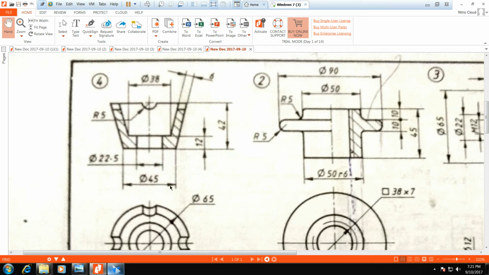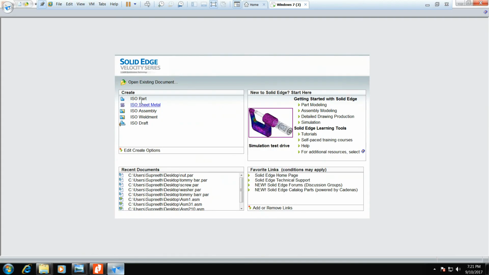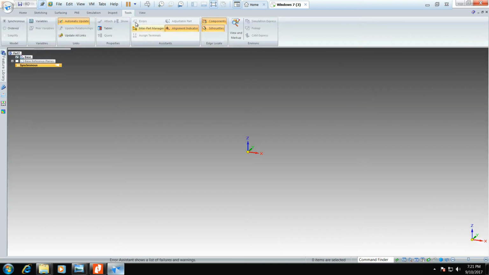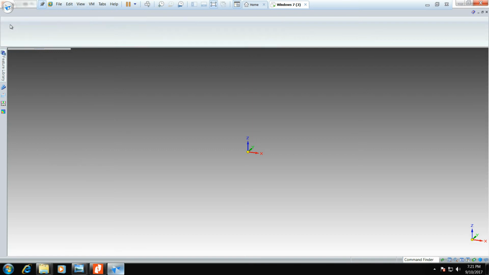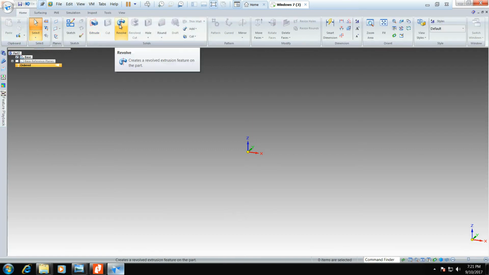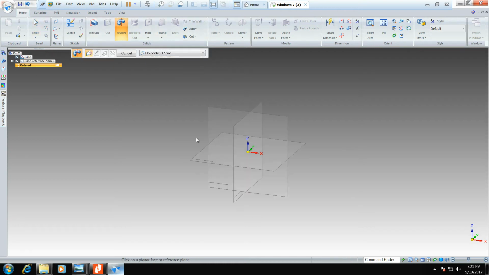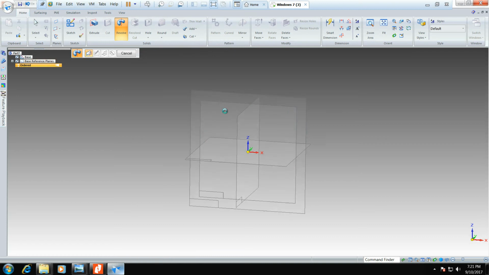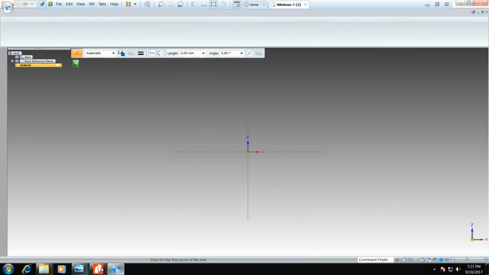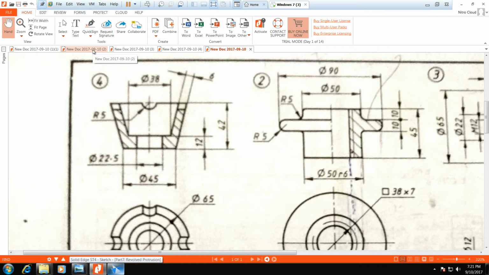So go for Solid Edge, go for ISO part, tools ordered. Then we are going to do this with the revolve option. Select the revolve option, base reference planes, so select the front view. Since in the middle we have a hole, we are going to draw this outline. Then later, if we revolve, we will get the hole in the solid body.